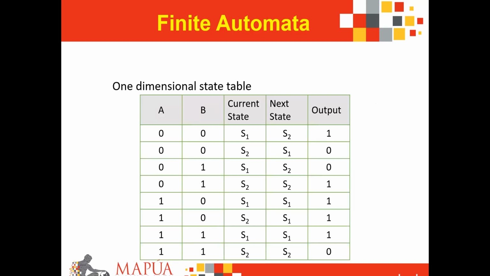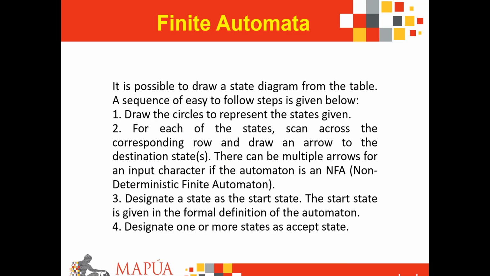Note A, B are your inputs, while your current state is given to be S1, and your outputs would be the next state. In some cases, some finite state machines also output a corresponding value. Therefore, in this particular finite state table, you have a corresponding output column. You could actually convert your state table into a diagram or vice versa.